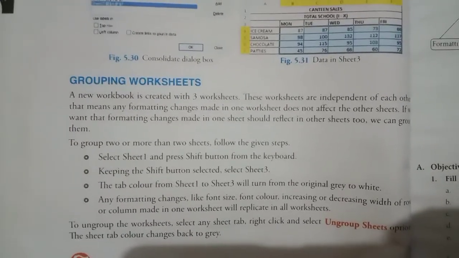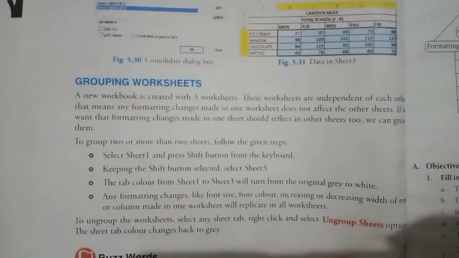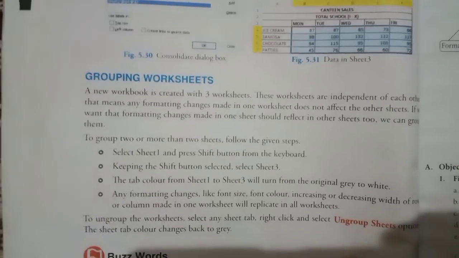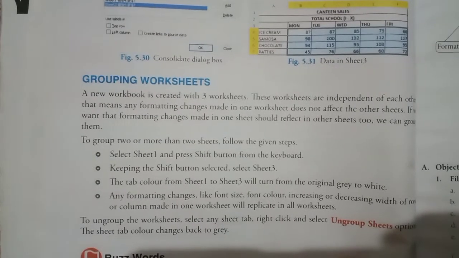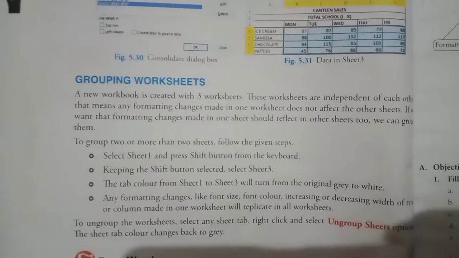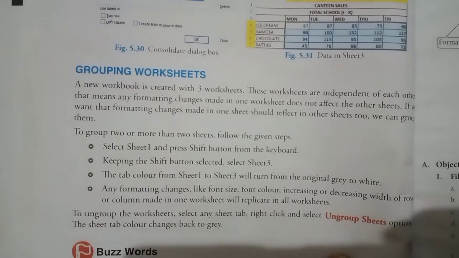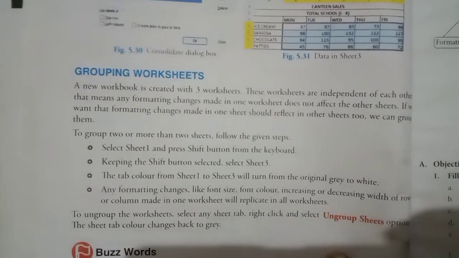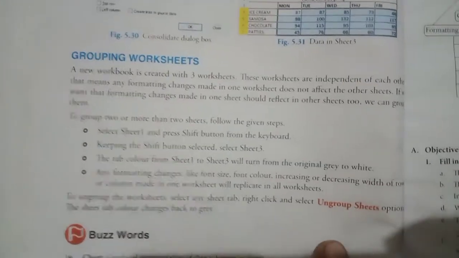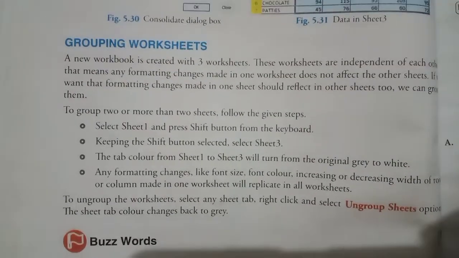That means any formatting change made in one worksheet does not affect the other sheet. What does it mean? These sheets are independent, meaning if you make some changes in one worksheet, it is not going to affect the other sheet. If you want a formatting change made in one sheet to affect the other sheets, we can group them. After grouping, whenever you make a change, it affects the other sheets also. How can you do that?